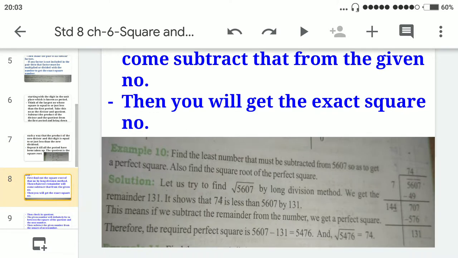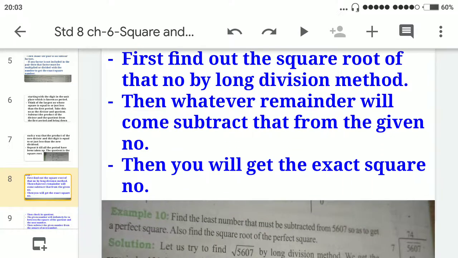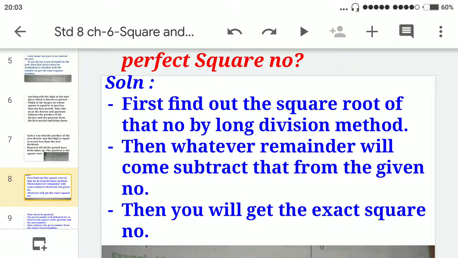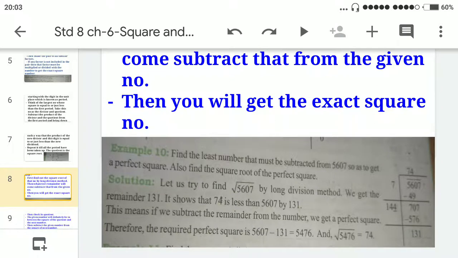Okay. Now one question may be asked: how to know which smallest number you should subtract from a number to convert it into a perfect square? In the previous case we knew what to multiply or what to divide. Now we will know what to add or what to subtract. In subtraction, what to do? Just calculate the square root of that number by the long division method. If it is not a perfect square, some remainder will definitely come. Simply subtract that remainder from the given number to get the exact square number. Very simple.